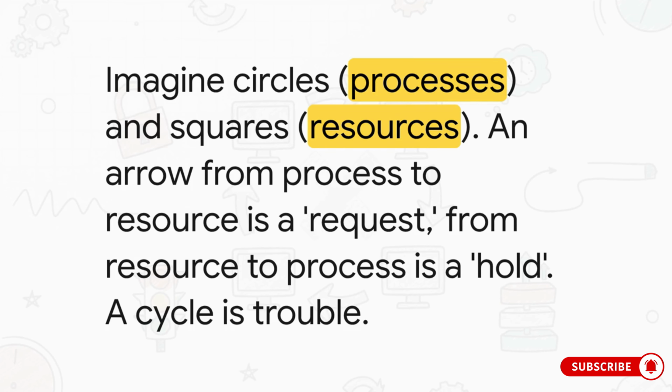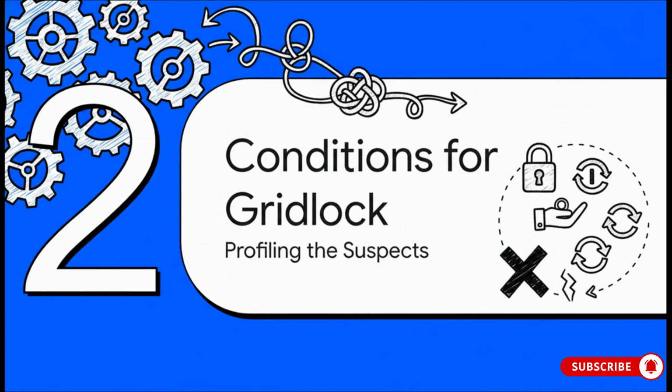Here's the key part. If you can trace a path of these arrows that starts at a process and eventually leads you right back to it, well, you've found a cycle. And a cycle in this graph is a huge flashing red light that screams potential deadlock. Okay, so this is really important to understand. A deadlock isn't just some freak accident. It's a very specific kind of failure that can only happen if 4 very specific conditions are true at the exact same moment. If even one of these conditions is missing, a deadlock is impossible.